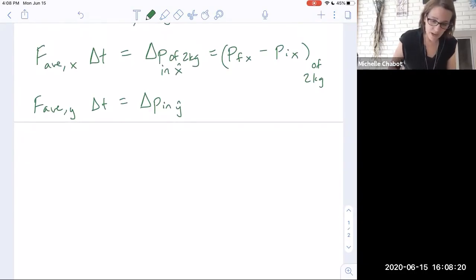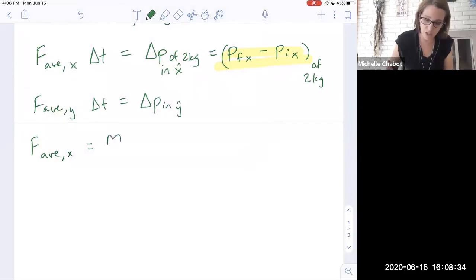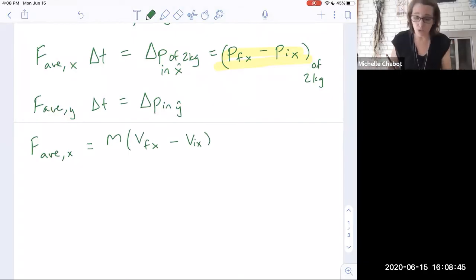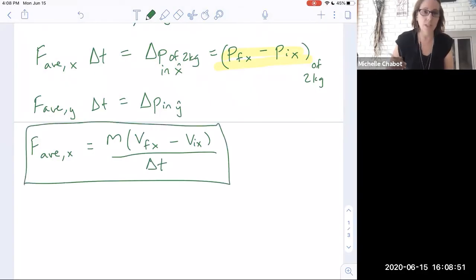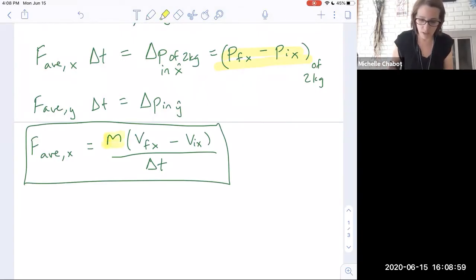So one thing that we can do then is write kind of this key result, that the average force in x will equal, and if I look at this expression for the momentum, this is the change in momentum of a single object. So I can pull the mass out. So this would be my mass times my v final x minus v initial x, because I'm looking at just the x component of the force. So this is my change in momentum, and then divided by the time. And I'm going to box that. So that's going to be a key result in terms of making this application where I use the mass of the object that I want to find the force on.